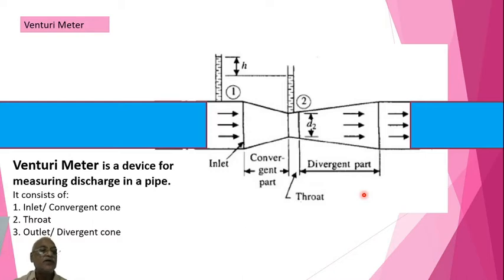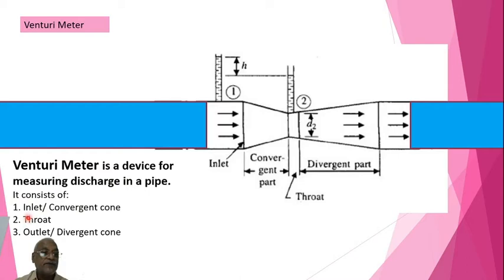Venturimeter is a device for measuring discharge. It doesn't measure velocity. It directly gives you the discharge, in so many centimeter cube per second or meter cube per second. Of course, it's a homogeneous equation. You can use the equation in any units. Right? What does it consist of?